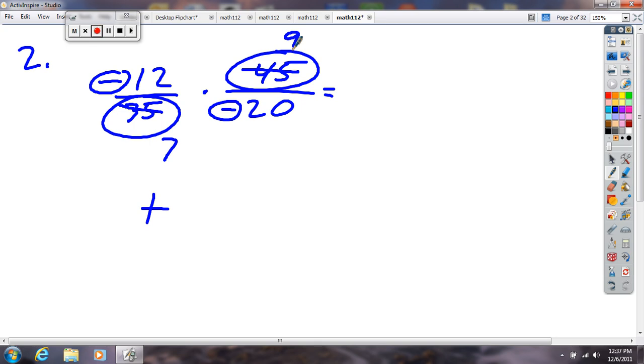What else? Well, 12 and 20. What goes into 12 and 20? 4 does. 4 goes into 12 3 times. 4 goes into 20 5 times. So now we have 3 times 9 on top, 7 times 5 on the bottom. Nothing else cancels. So we multiply. 3 times 9 on the top is 27. 7 times 5 on the bottom is 35. And we are done.